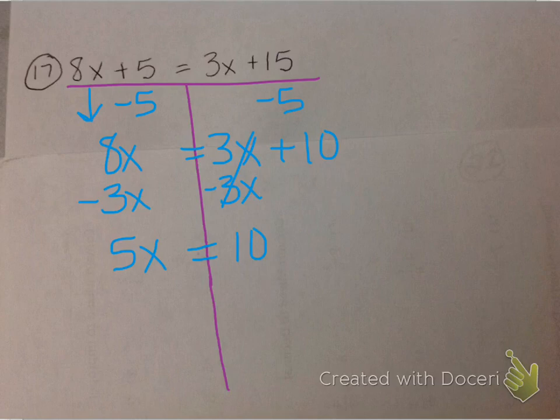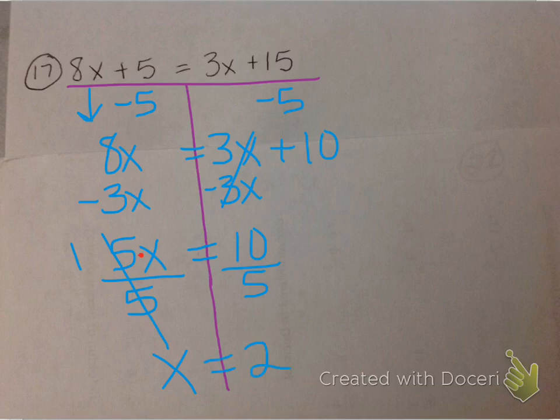Now I have 5x on the left and 10 on the right. My goal is still to get the x by itself. So I see that this 5 and the x are being multiplied. So I'm going to do the opposite, which is to divide. And I'm going to divide by 5 because that's what I want to get rid of. If I divide by 5 on this side, I also do it on the other. 5 divided by 5 is just 1, so we don't need to write the 1, just x equals. And then 10 divided by 5 is 2. Don't forget, put your answer up in the box.